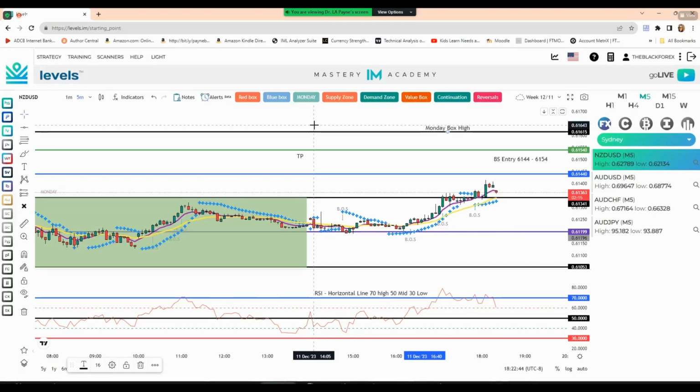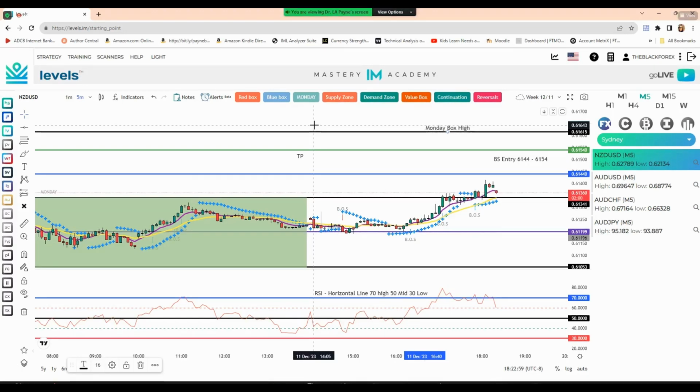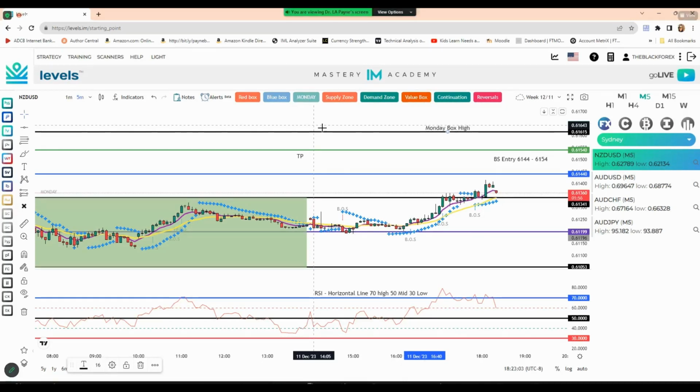The pending order is on the screen for you guys. The blue line is going to be the entry for a buy. The red line is going to be the entry for a sell. The green line is the take profit. Okay, what is the entry? The entry is 61.44. Very good. And it's right here, guys. 61.44 is the entry, and it's right here in blue.